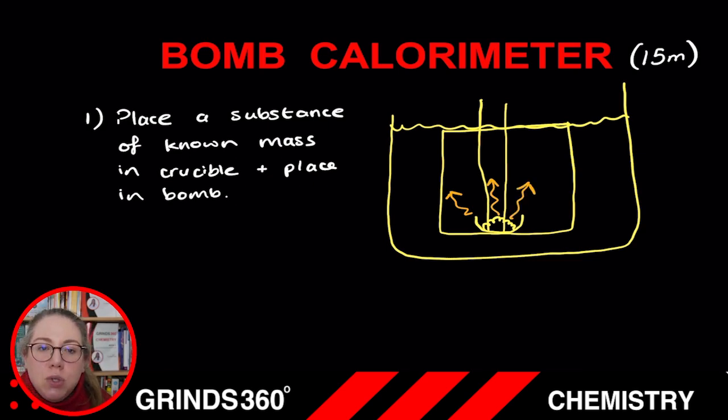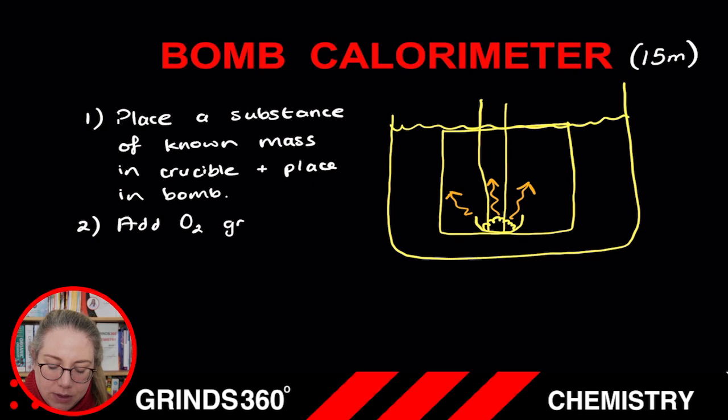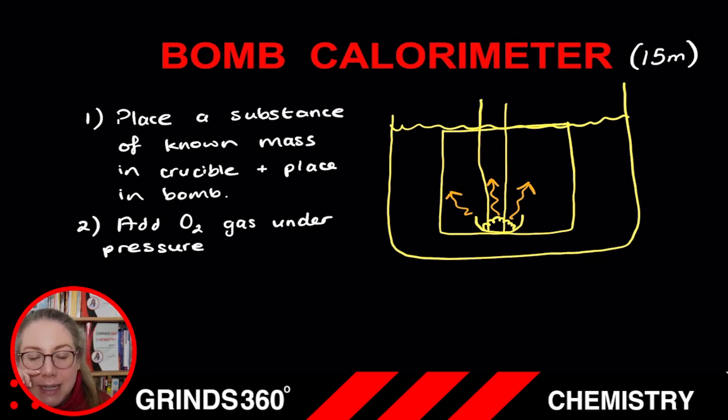But in order for you to ensure that absolutely every part of that substance reacts, we need to ensure that there is enough oxygen inside the container. So what we do is we add, or you pump in, oxygen gas. So you add oxygen gas to the bomb under pressure. And what that does is it ensures there is enough oxygen for complete combustion of the thing in the crucible. You're ensuring that every single molecule of the thing you're testing is going to react with oxygen and form carbon dioxide and water. So you have the maximum amount of energy output from the thing as it burns.